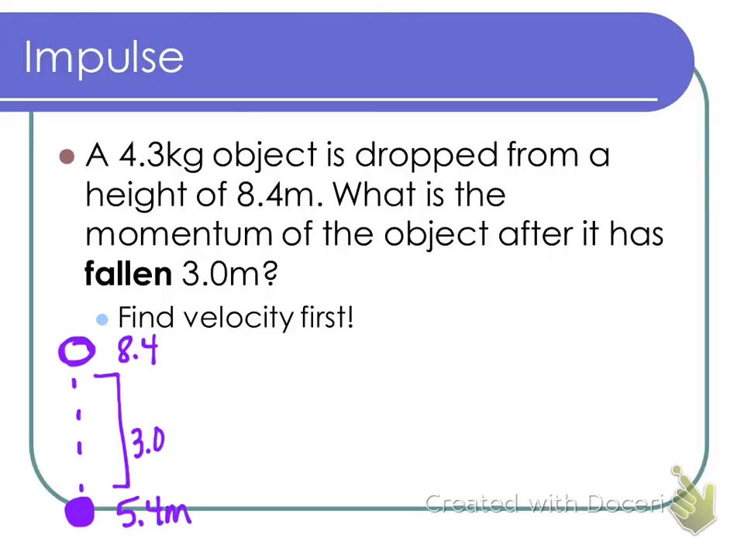Okay, we can look at this a couple different ways, but I want to get all of our numbers out there first. Does it start with a velocity? No, right? It's dropped. So that means our initial velocity is 0. We need to find the velocity at this point. Right? So we need to solve for final velocity.